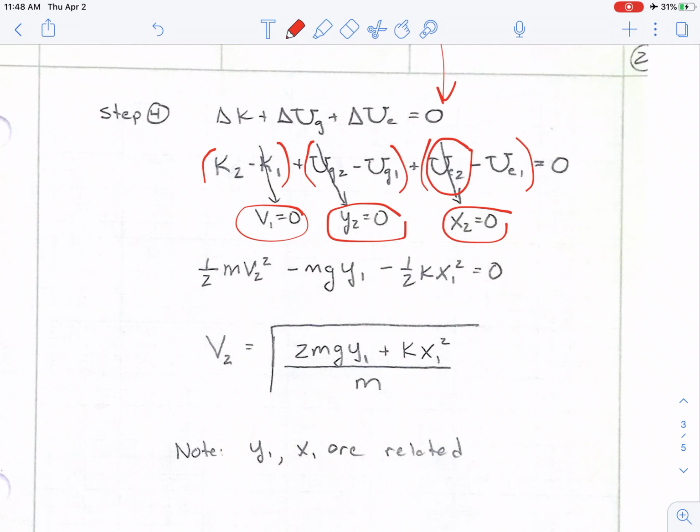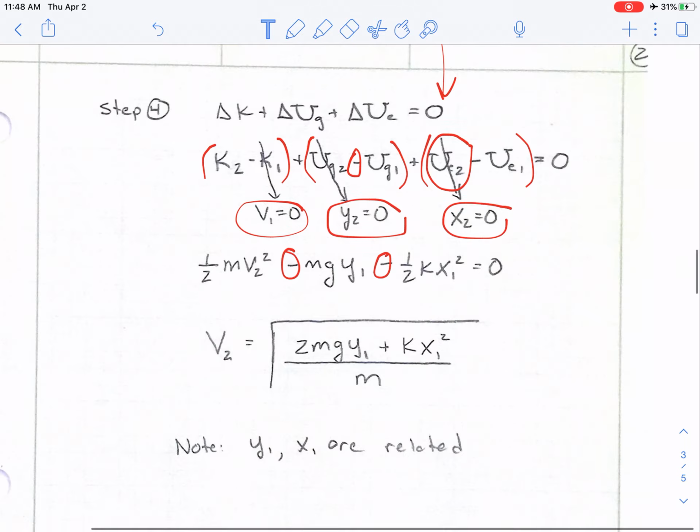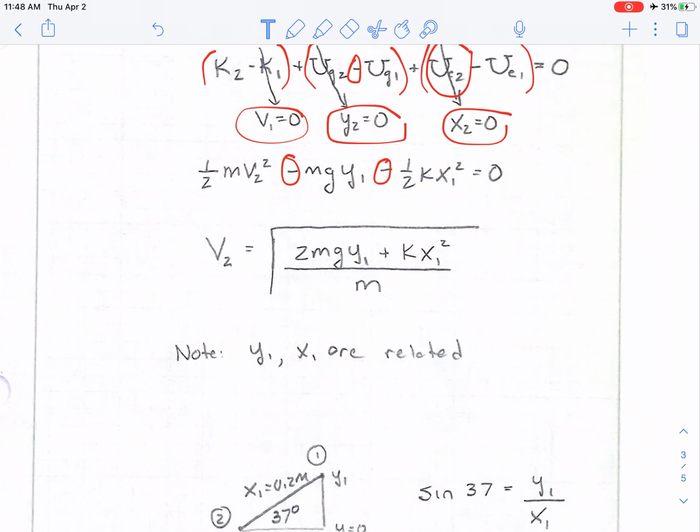And next we have 3 terms left, and we're just going to write them down. So first is K2, 1/2 m v2 squared. UG1 has a negative sign, so be careful with that. We're keeping that sign here. It is mgy1. And again, since this is initial elastic potential, there's also a negative sign, and that is 1/2 k x1 squared. Okay, and rearranging this equation for v2 should give you this.